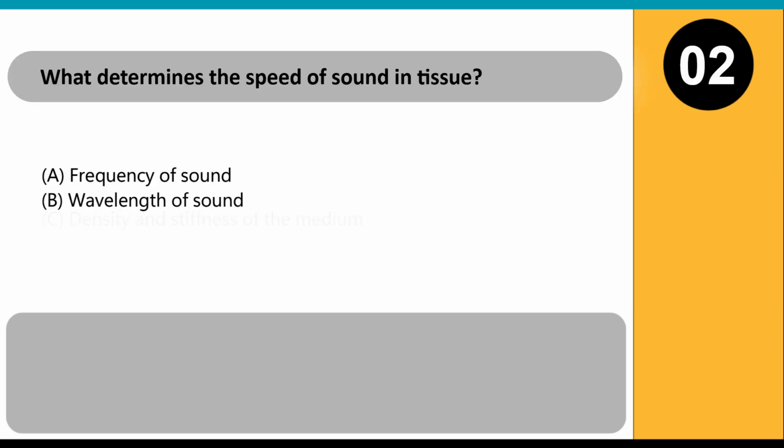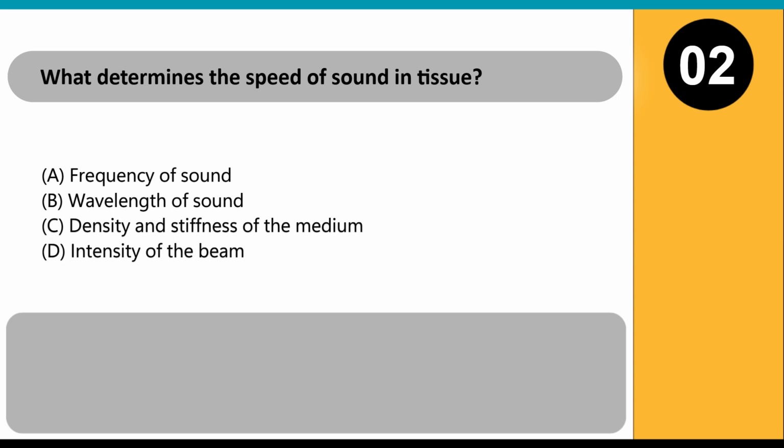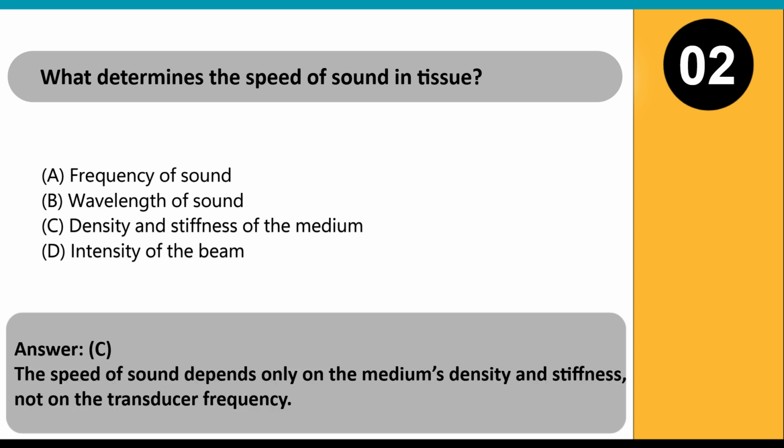What determines the speed of sound in tissue? A. Frequency of sound. B. Wavelength of sound. C. Density and stiffness of the medium. D. Intensity of the beam. Answer C. The speed of sound depends only on the medium's density and stiffness, not on the transducer frequency.